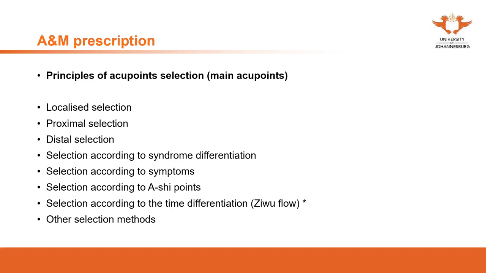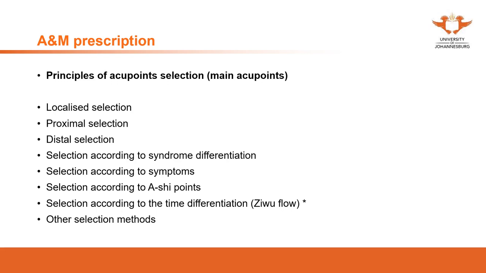There's also one theory, that's the selection according to the time differentiation. The time differentiation we didn't introduce in our lectures. If you are interested, you can find some articles on Ziwu flow. Ziwu flow is actually a selection due to the time, so it doesn't matter which patient, which disease, I'm going to treat according to the time, because that's the theory from the qi and blood flow in the meridian that aligns with the time.